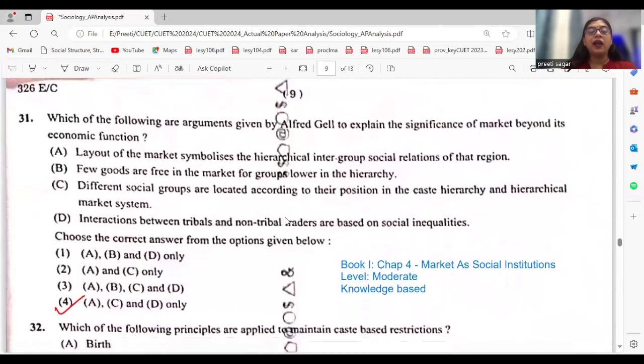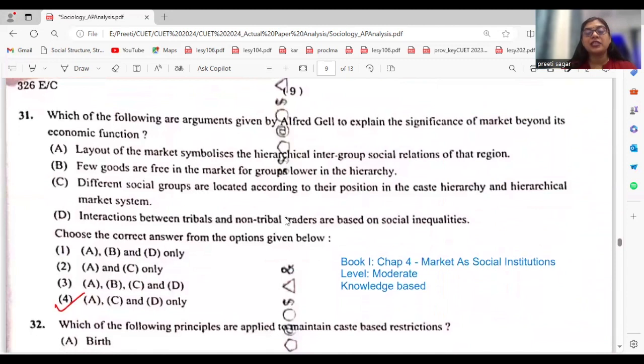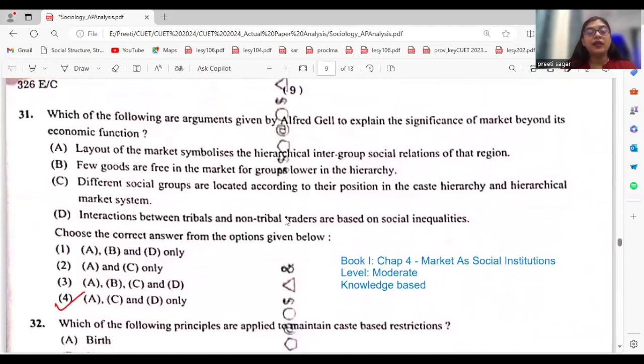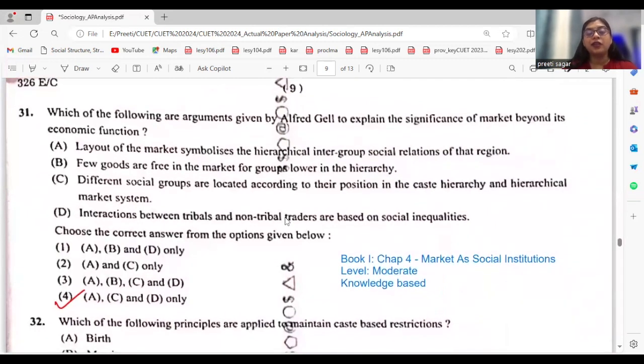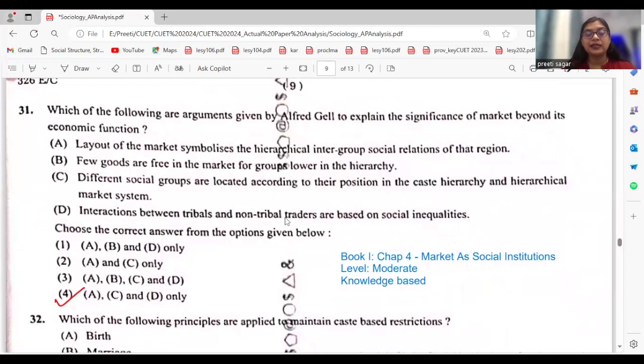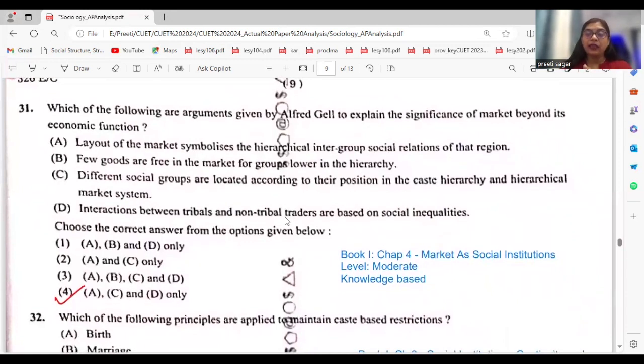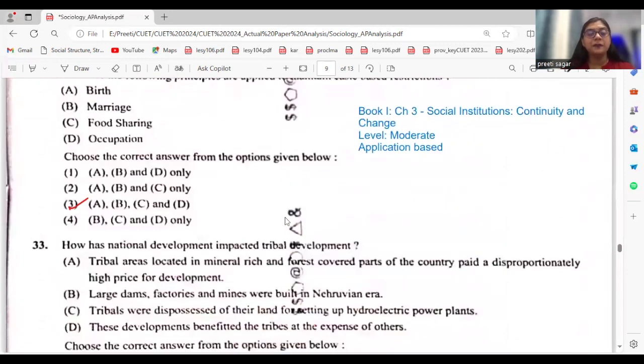Which of the following are arguments given by Alfred Gell to explain the significance of the market beyond its economic function? First, he said the market being laid out symbolizes the hierarchical intergroup social relations of the regions. Option A is the correct one. Here again, we can simply use the elimination technique. Option B is saying that few goods are free in the market for the groups lower in the hierarchy. Nothing has been found over there as per Alfred Gell. So B is the incorrect statement. Options A, C and D are the correct statements. So 4 is the right answer.